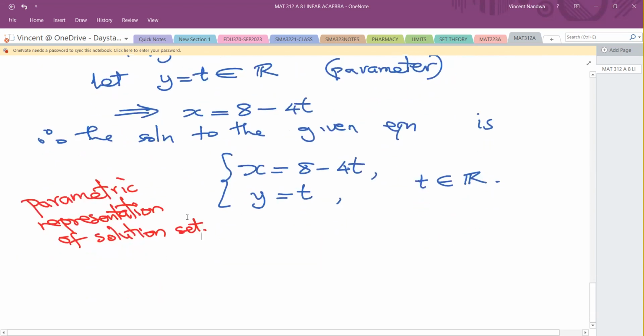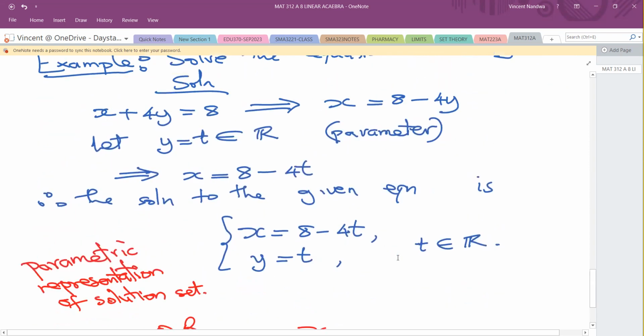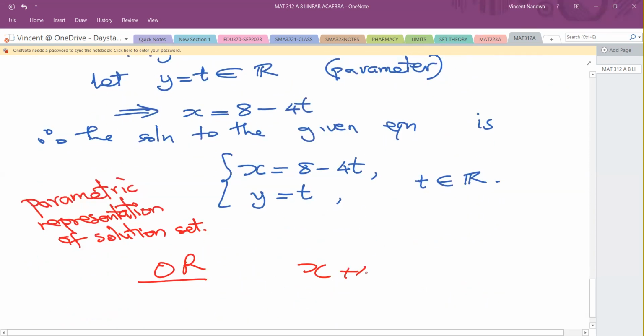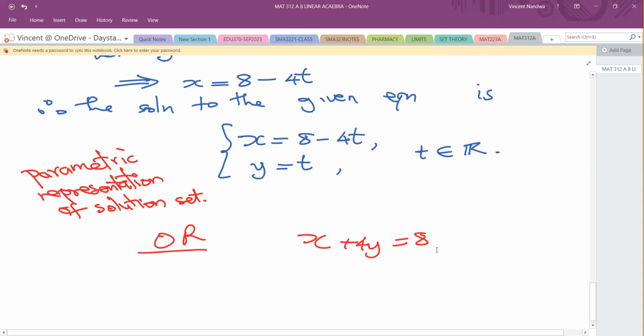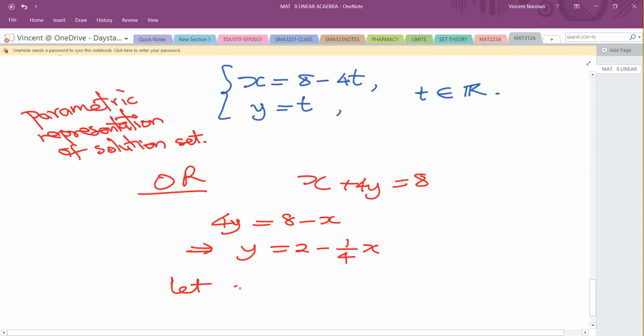Another person can as well write the same solution. We had x plus 4y equals 8. Someone else would have made y the subject. So we can say 4y equals 8 minus x, which means y will be given by 2 minus a quarter x. Is that true? Yeah. And then you say, let x be given by s.